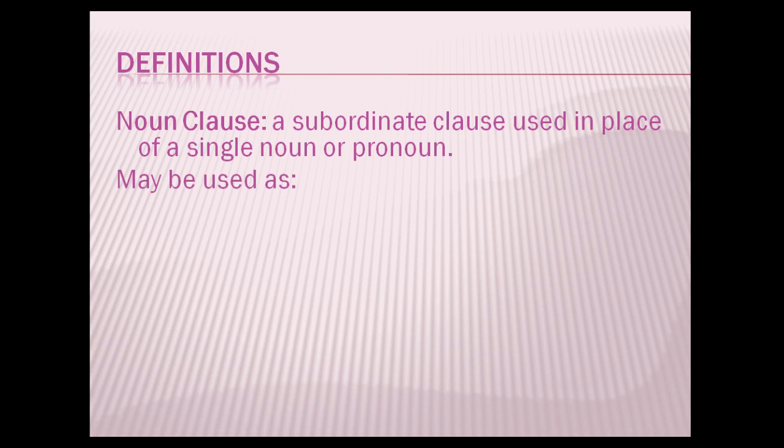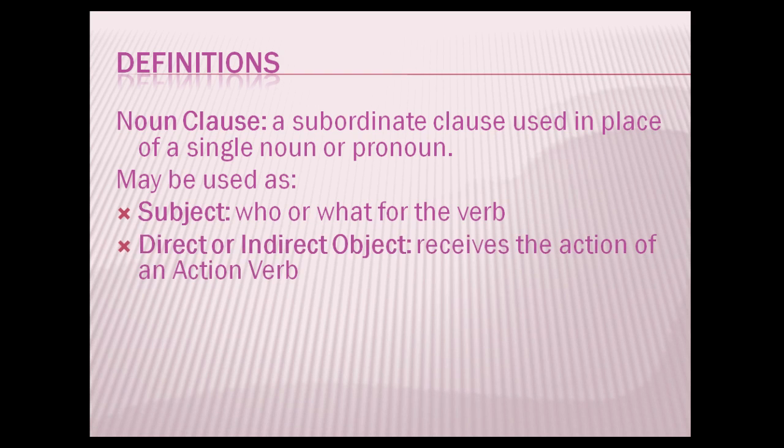Noun clauses, just like other nouns, may be used as a subject. A noun clause is explaining the who or what for the verb. A noun clause may be an indirect or direct object receiving the action of an action verb.